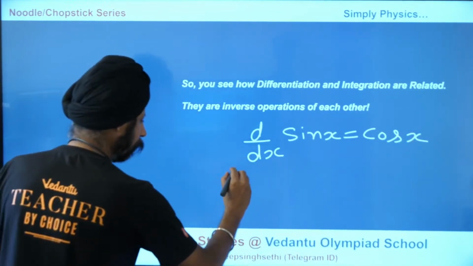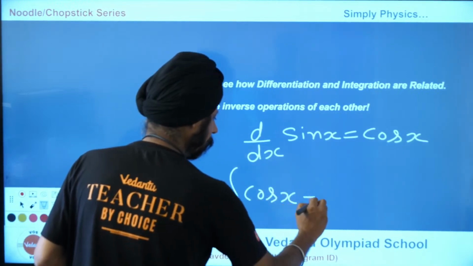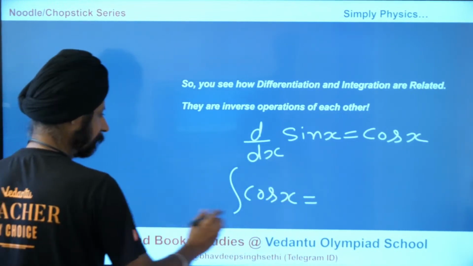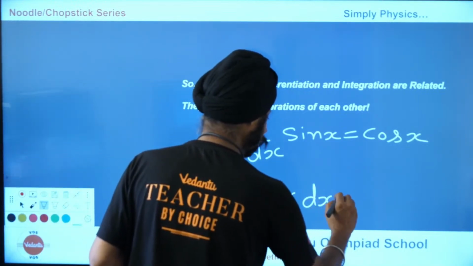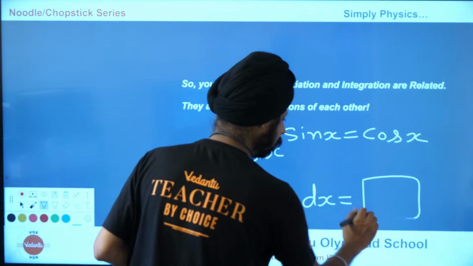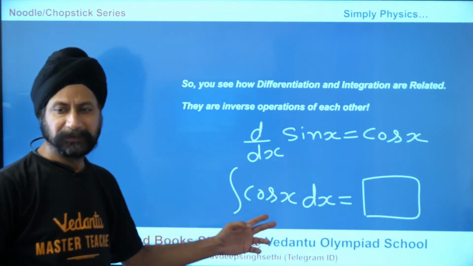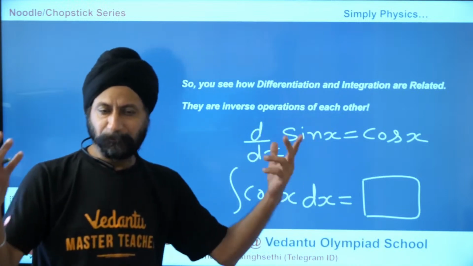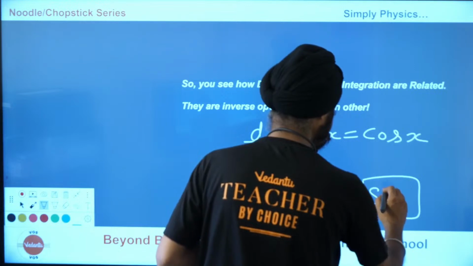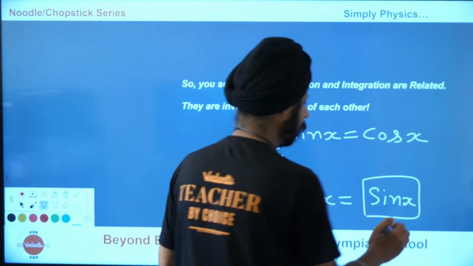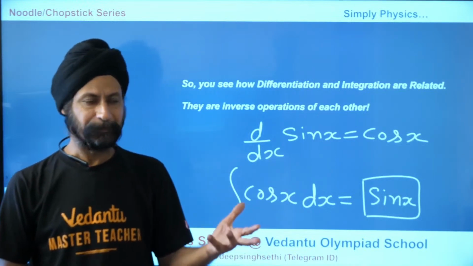Now, if I were to do integration of cos of x with respect to dx, so that the variable has to be specified, obviously, that should give me what should be the answer. The answer should be such that if I do d by dx of that, I should be getting cos x. So d by dx of what is cos x? d by dx of sine x is cos x. So that's how these are related. Differentiation and integration are inverse operations of each other.